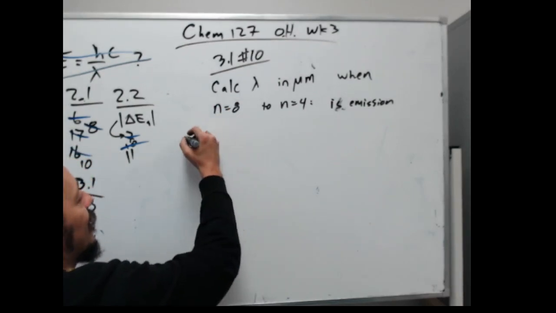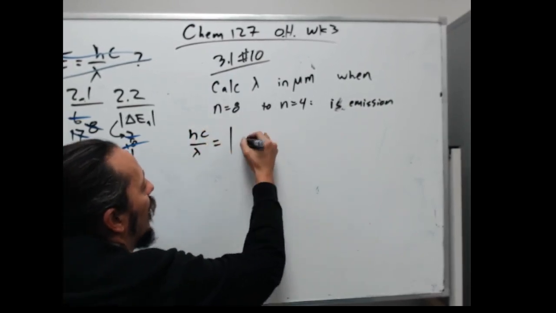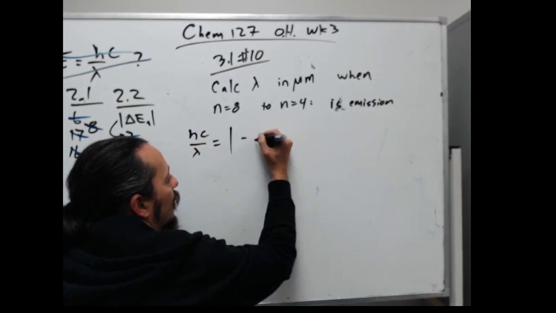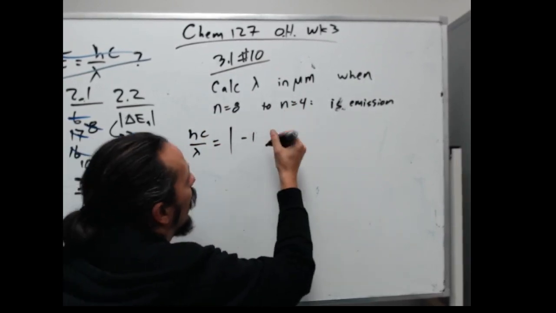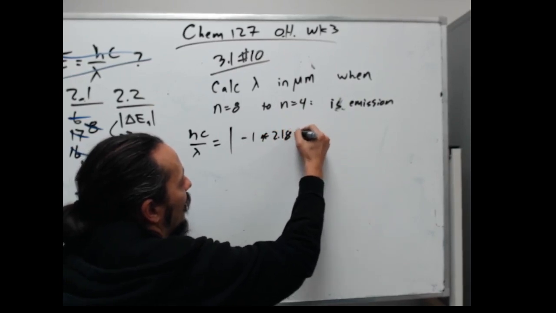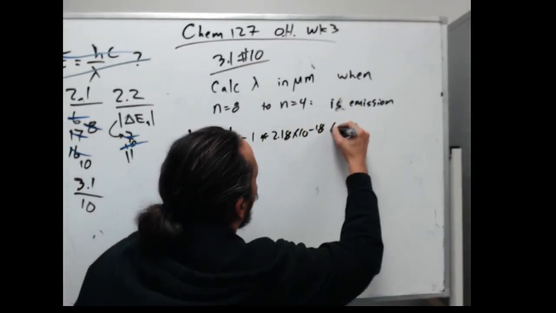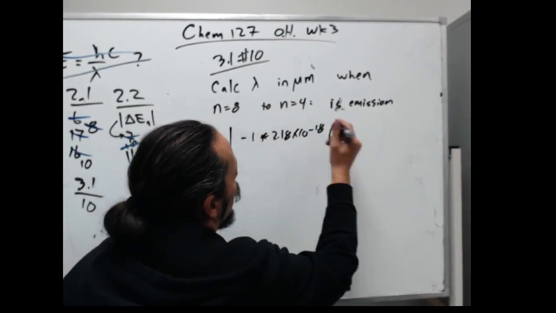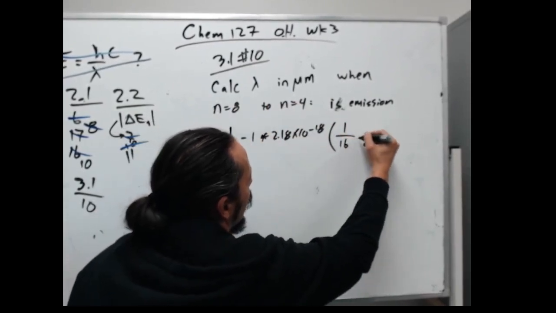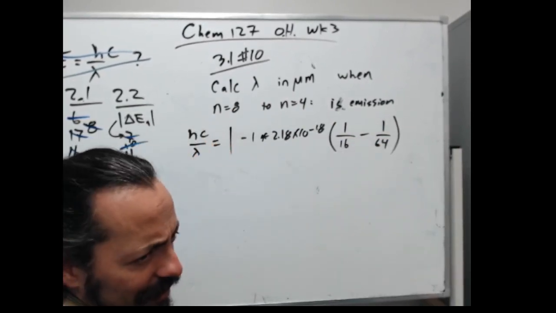So I'm going to set this up the same way we just did. hc over lambda is equal to the absolute value of negative 1 squared, already taken care of because it's hydrogen, times 2.18 times 10 to the minus 18, times 1/16 minus 1/64, right? 8 squared is 64.